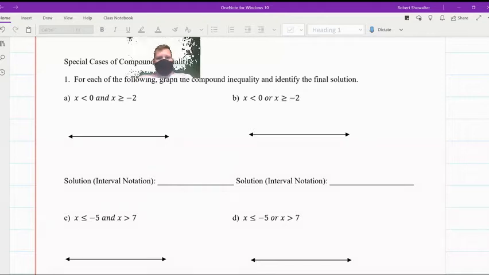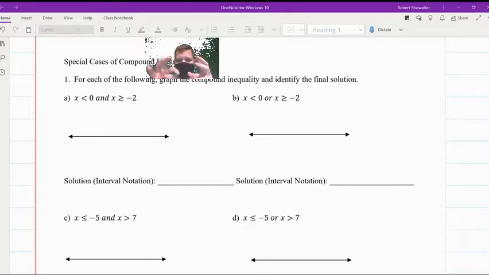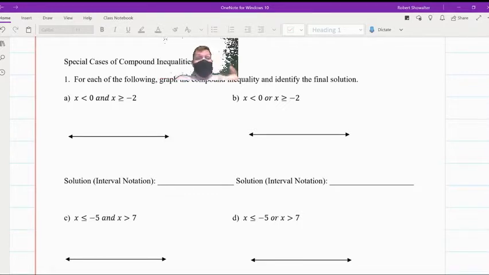Friends, how we doing? We are looking at compound inequalities. These ones are going to have some special fancy solutions similar to the ones that I did on the board the other day for you. Okay, so let me show you this.